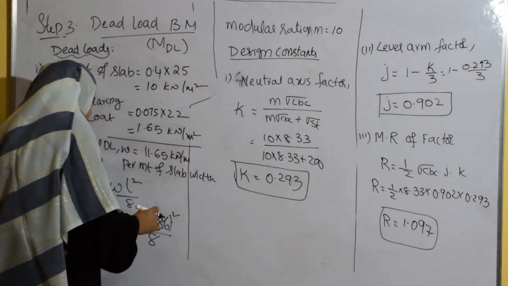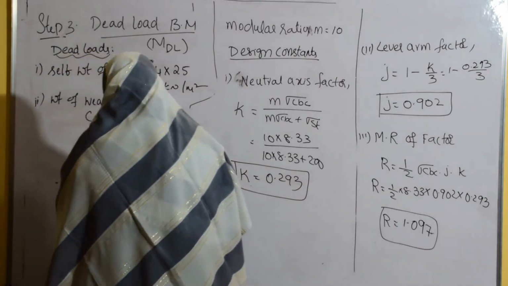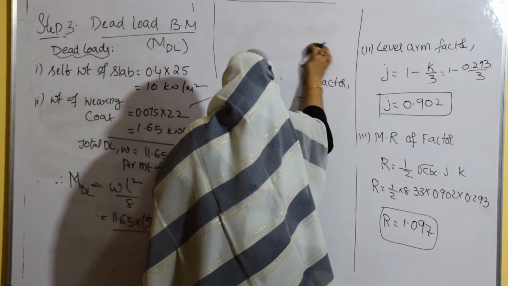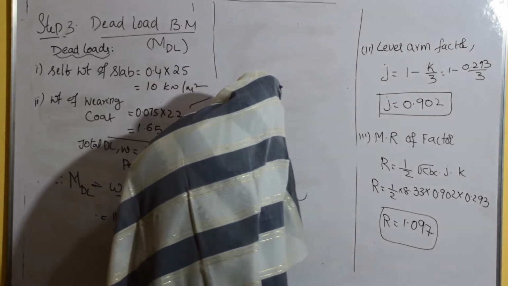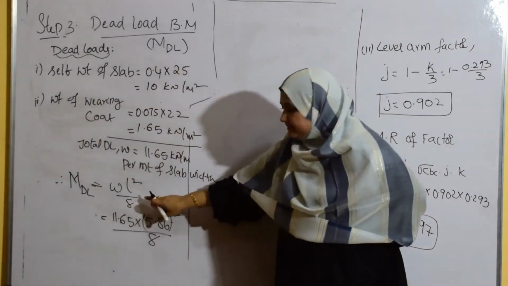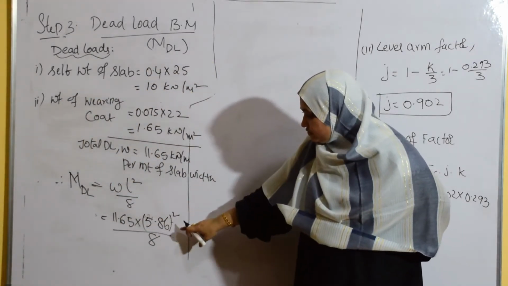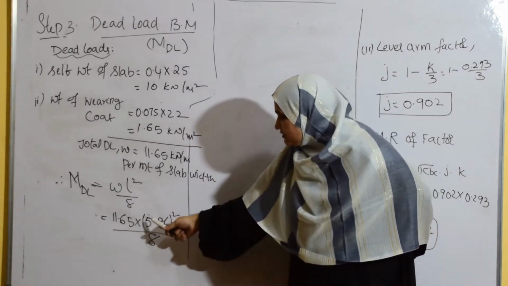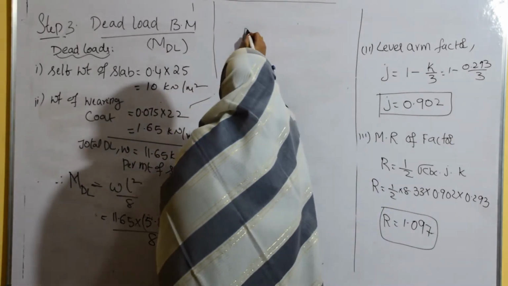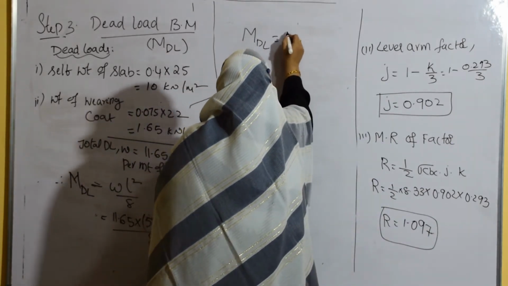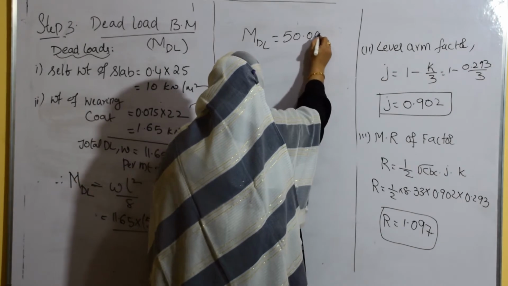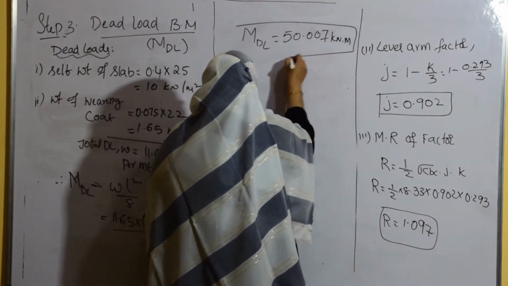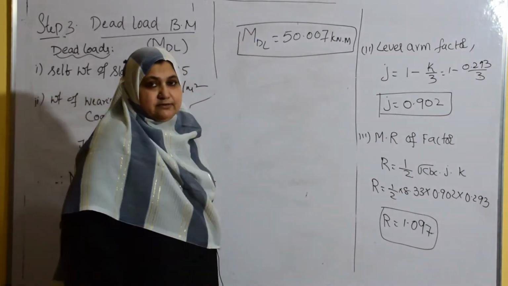So the dead load bending moment is W L square by 8, where L stands for effective span. On substituting these values and using the calculator, I got the dead load bending moment as 50.007 kilonewton meter. So with this, step 3 is completed.